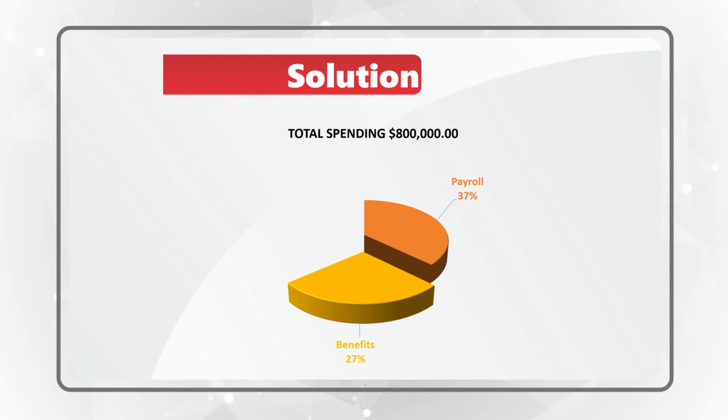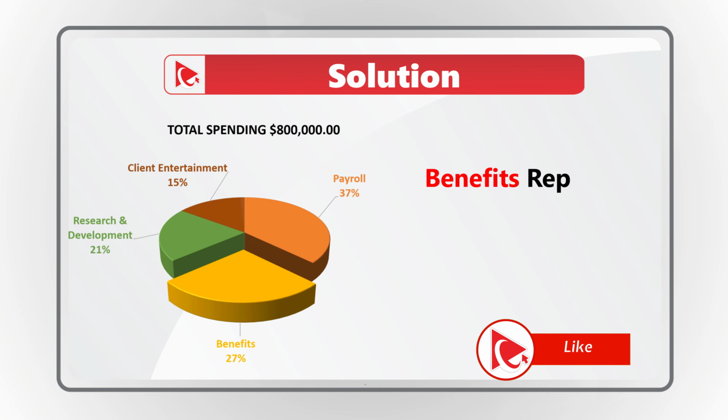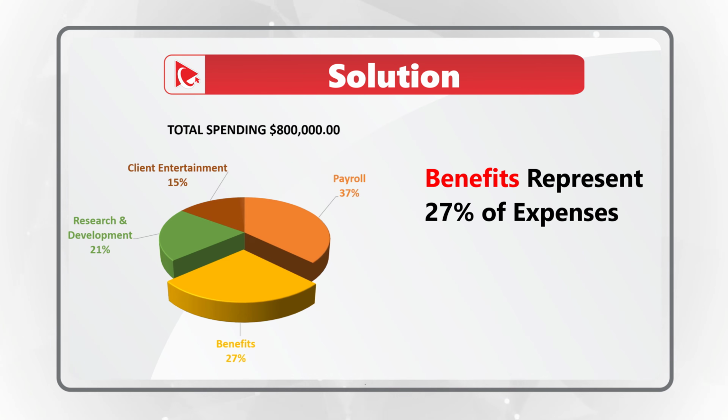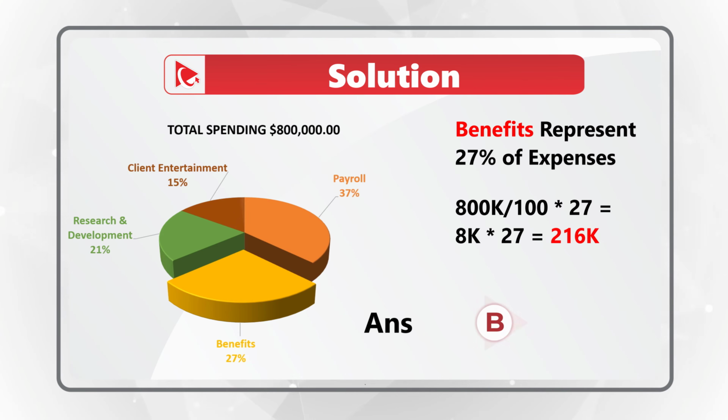The first step to solve it is to look at the chart and identify the benefits segment. Benefits represent 27% of all expenses. To calculate the amount for benefits, we need to divide 800,000, which is the total expense, by 100 and multiply by 27%, because benefits represent 27%, which would equal 8,000 multiplied by 27, which equals 216,000. So the correct choice here is choice B, $216,000.